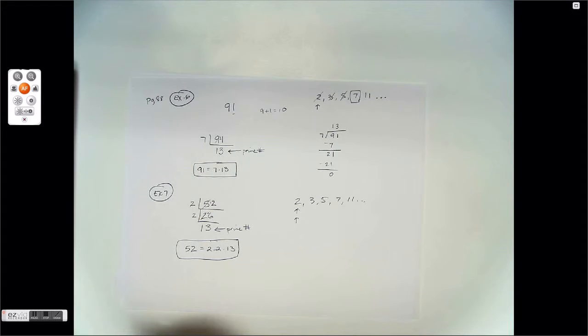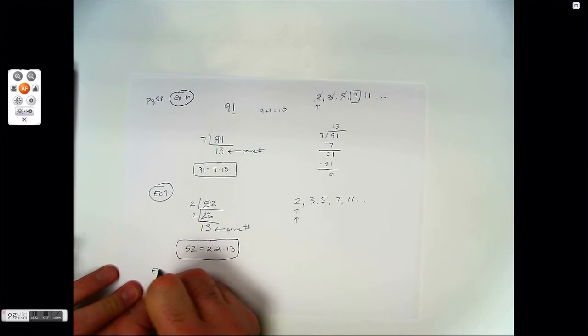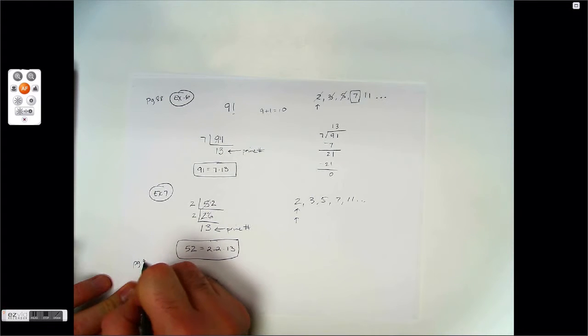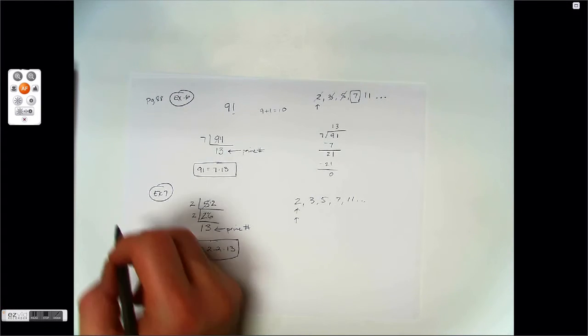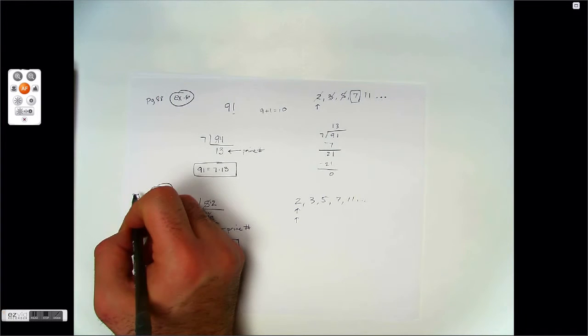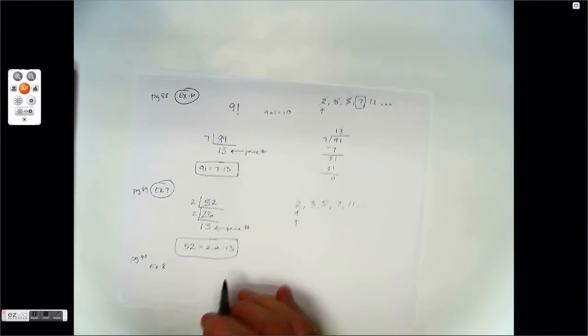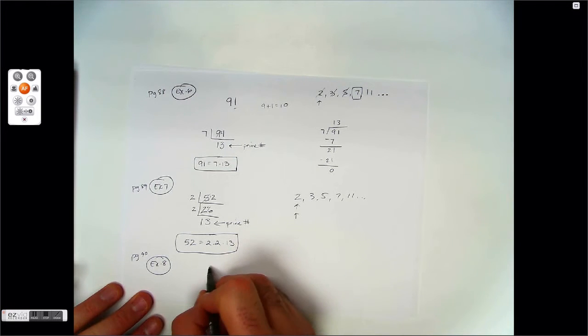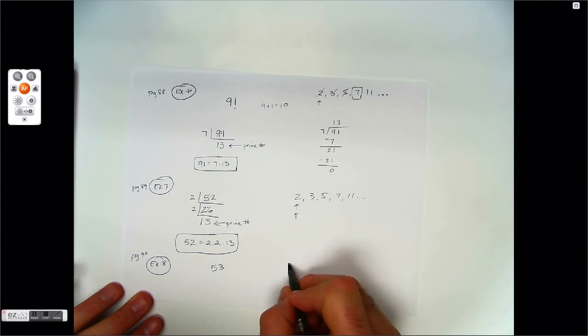Okay, let's look at another one. Let's look at 53. This is example 8, and this is actually on page 90. And example 7 was on page 89, if that helps you out as well. Okay, so example 8, we're going to look at the number 53.